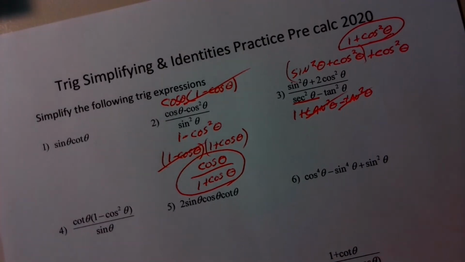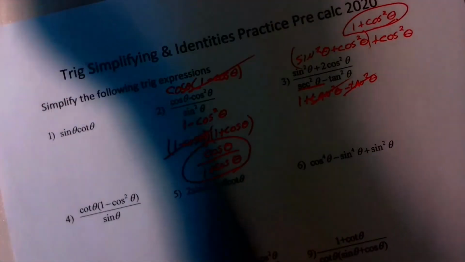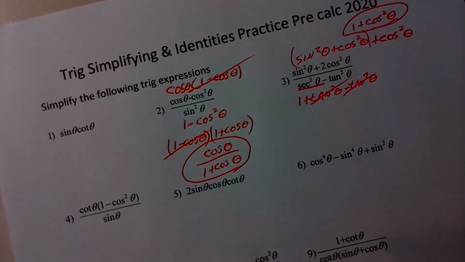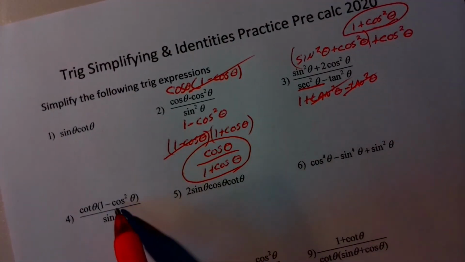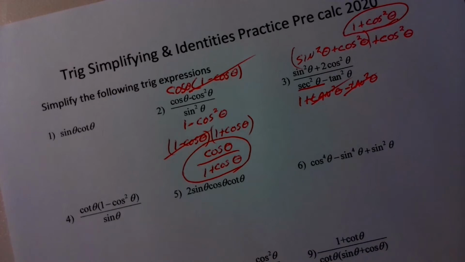It worked out okay. So I'm going to go ahead and let you try this one right here: cotangent theta and 1 minus cosine squared theta over sine theta. And again, think about what this is equal to. Put that in there. Know that if you have a cotangent, that's really cosine over sine, and the cosine can stay above the fraction, the sine can stay below the fraction, and it kind of works out like that.